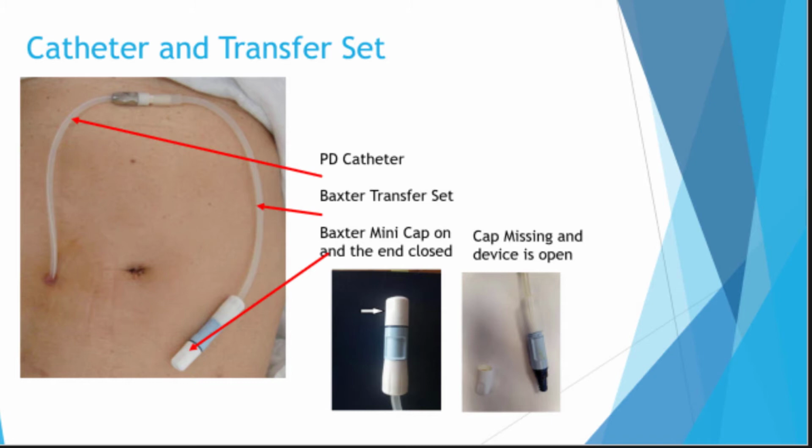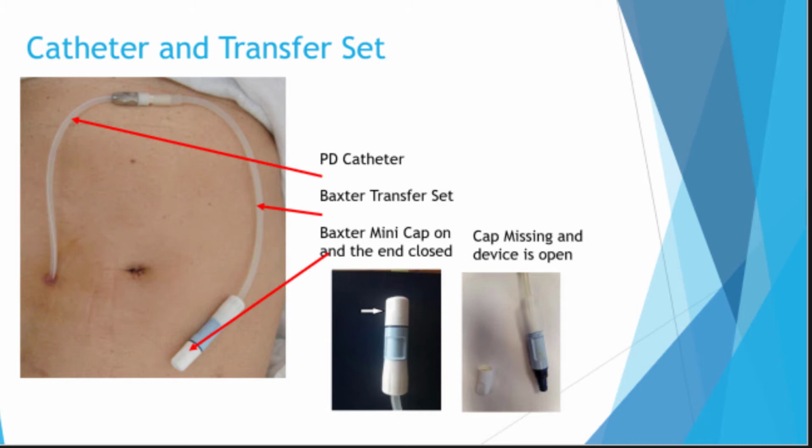Attached to the PD catheter is the PD transfer set. The purpose of the transfer set is to adapt the catheter for the type of equipment used for dialysis. Shown is a Baxter transfer set. This is the type of set that we will use at Meritor.